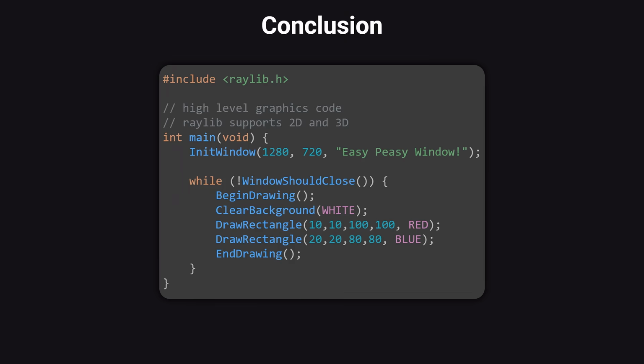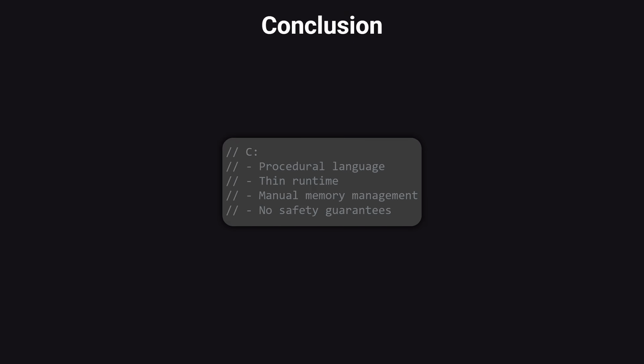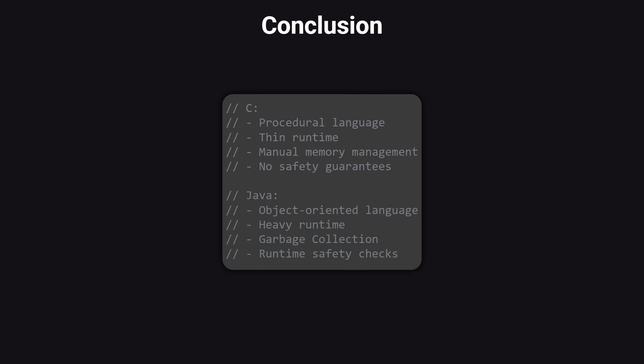You'll generally get more mileage out of using more specific terms. C is a procedural language with a thin runtime, manual memory management, and no safety guarantees. Java, on the other hand, is an object-oriented language with a hefty runtime, garbage collection, and runtime safety guarantees via restricting your direct control over the hardware and adding lots of checks through the runtime.